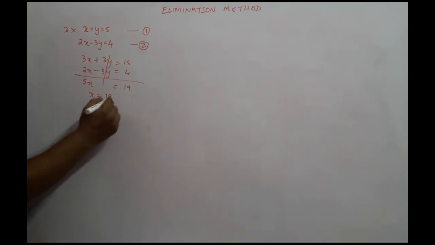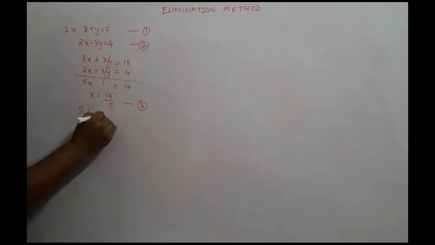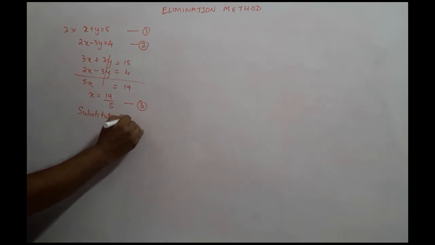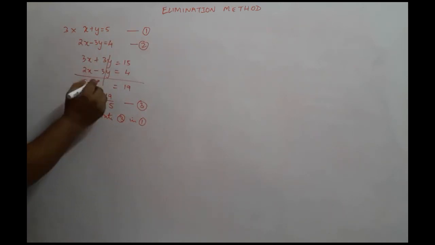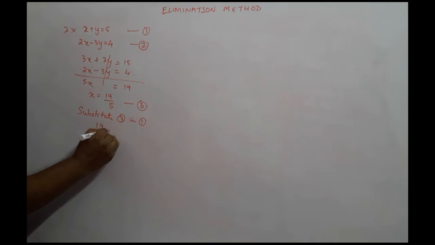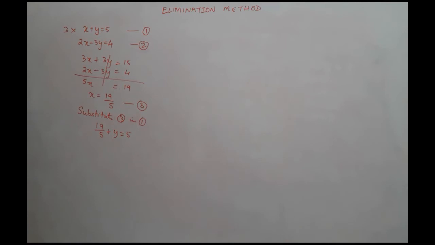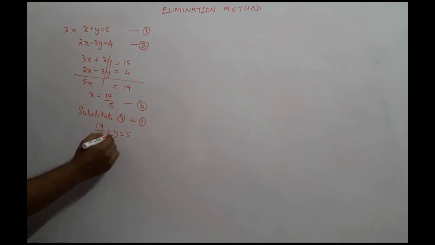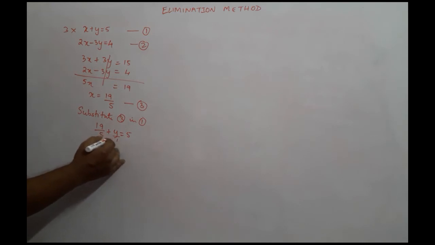To do that, we'll mark this as 3, and we say substitute 3 in equation 1, which is this one. So this is x plus y equal to 5, and instead of x we write 19 upon 5 plus y equal to 5. Okay, now the denominator over here is 1. If we need to add them, we will have to make sure the denominator is the same. So for that we need to take the LCM, which is 5.